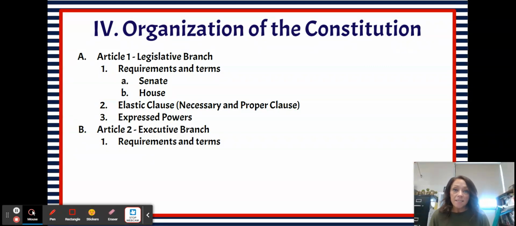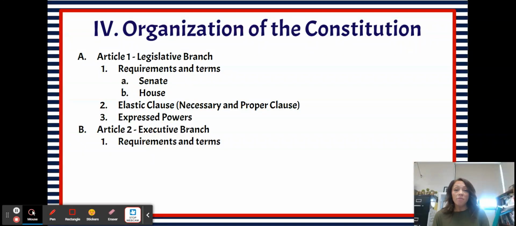In order to be president of the United States, there are 3 requirements that you have to meet according to the Constitution. And those 3 requirements are, you have to be at least 35 years old, you have to be a natural-born citizen, and you have to have lived in the United States for at least 14 years. So make sure you get those 3 requirements down. Those are the requirements according to the Constitution. We are going to talk about some other more informal requirements in class.